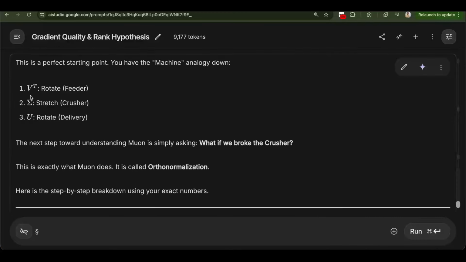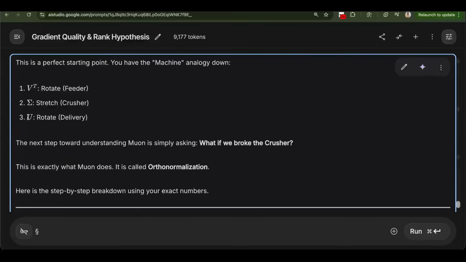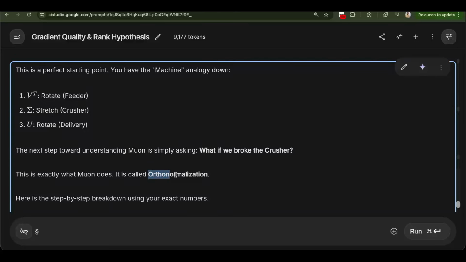What Muon wants to do is completely remove this stretching. So it just wants to have the V and U matrices. It's going to take the gradient matrix, the weight update matrix, and remove its stretching completely. Just make it a rotation matrix. This is called orthonormalization, where we take a matrix and remove its stretching or squishing factor. So we make the original matrix orthonormal, just like these two matrices are.